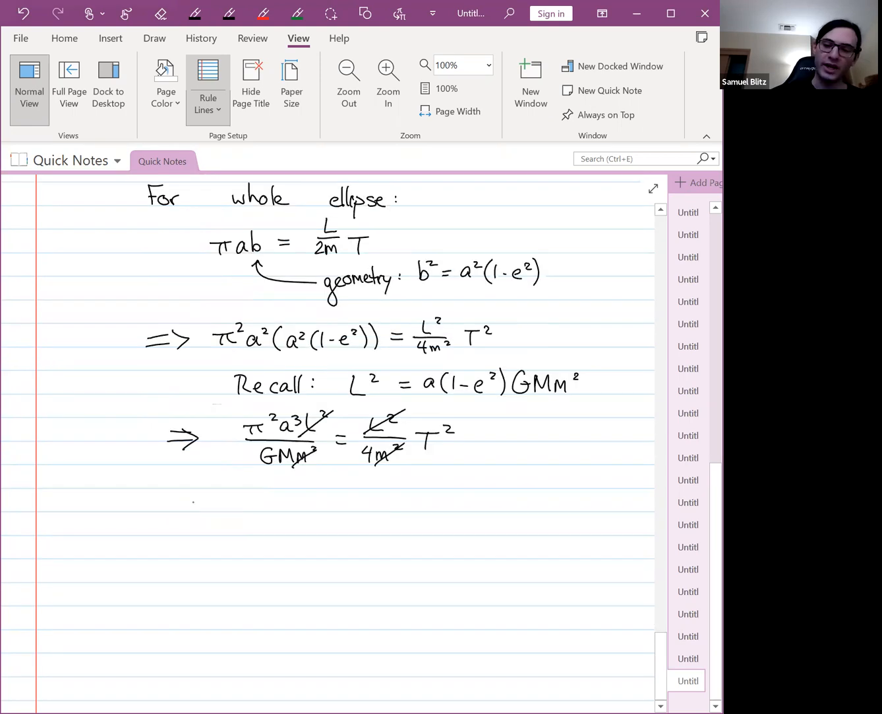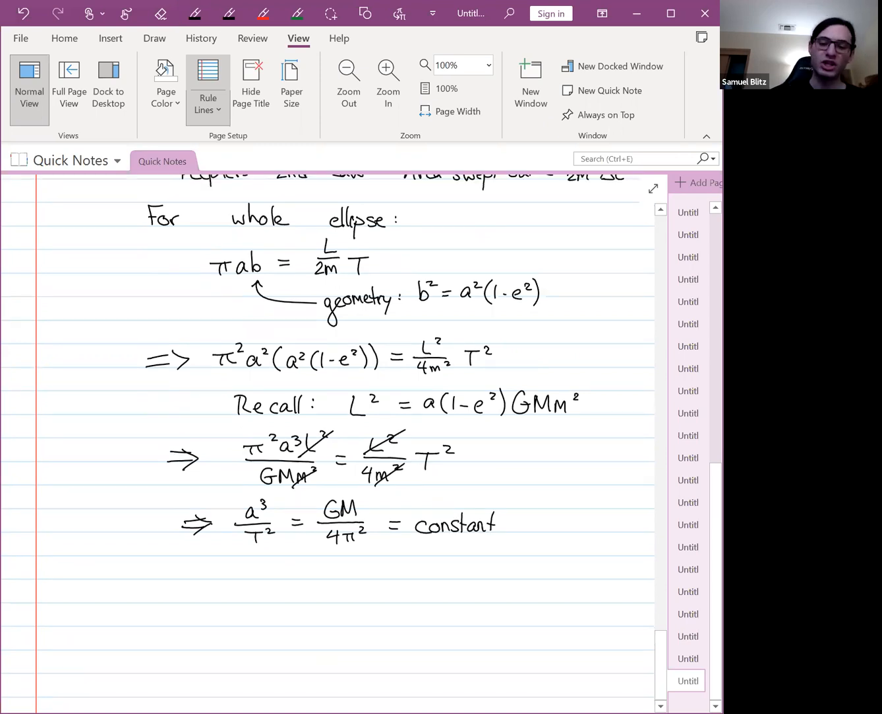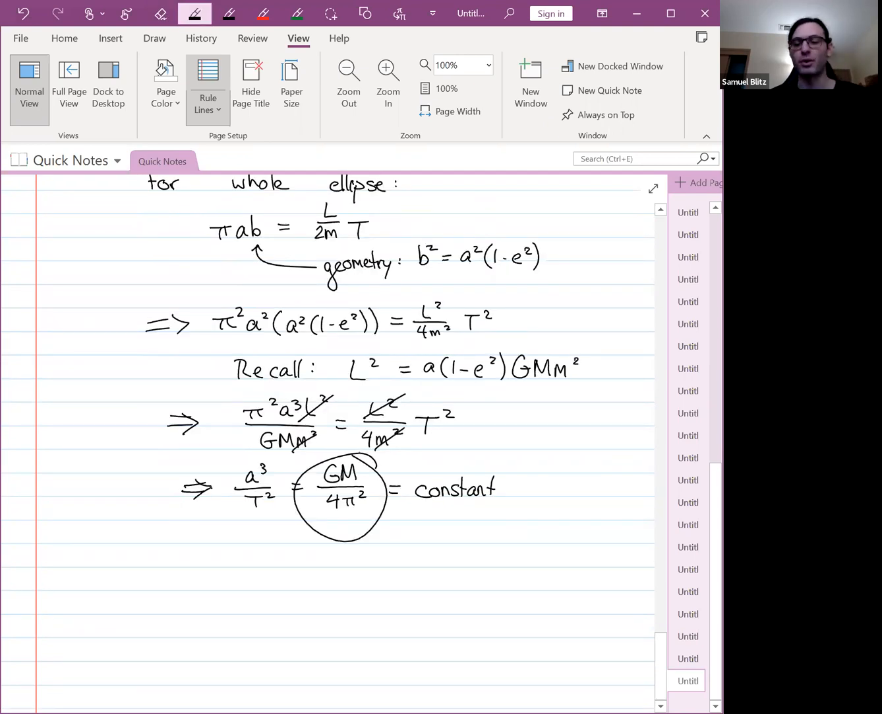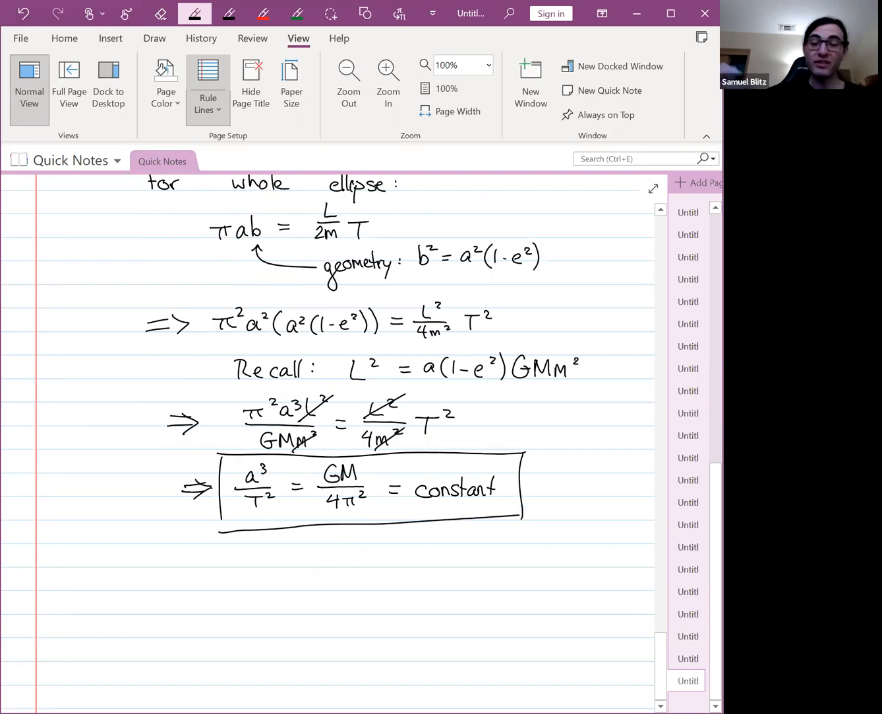And what we're left with after all of this algebra is A cubed divided by T squared is equal to G capital M over 4π squared, which is again a constant. In fact, it's the same constant that we had before, GM over 4π squared. I just used capital M here instead of little m1. So this demonstrates, using Kepler's second law, that Kepler's third law holds.